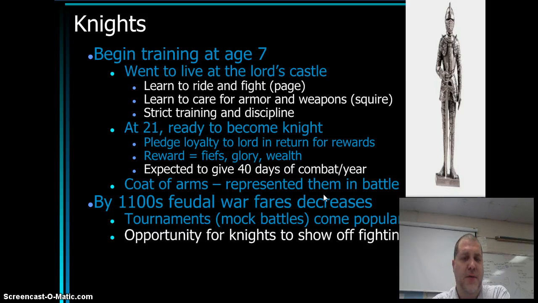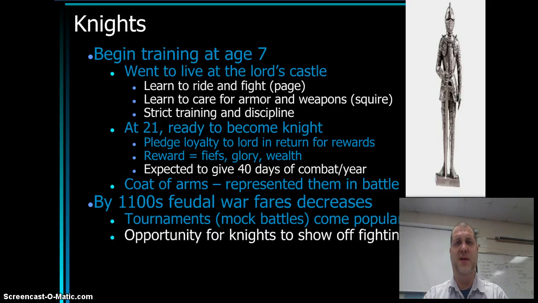By the 1100s, feudal warfare decreases. They decided there was too much battling. The knights were starting to fight too much. We started these tournaments, which were mock battles, where people go and hang out. This is what you might see when you go to the Renaissance Festival or something like that.